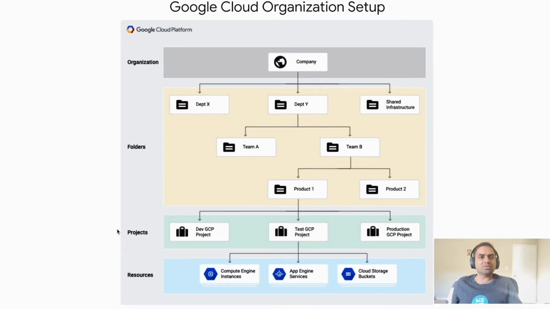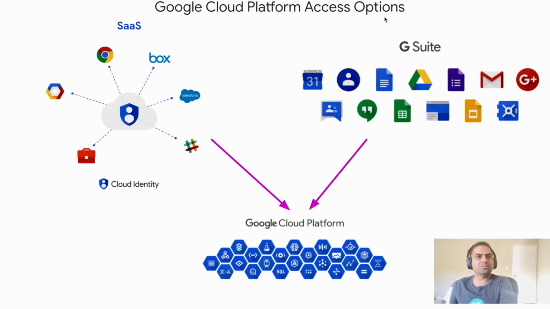On this screen you can see on the top there is an organization node called company, which is your company name. So for example, your company.com or walmart.com or google.com. Under that there will be different departments like digital marketing, shared infrastructure, product team.